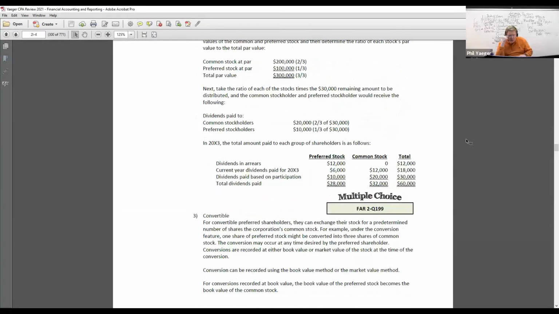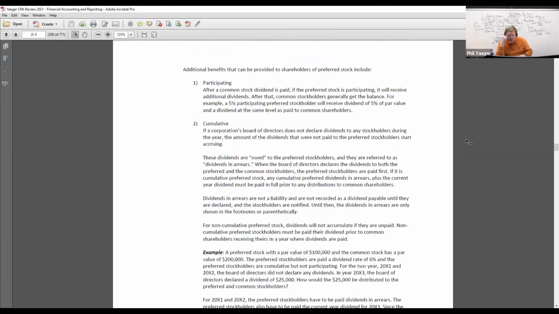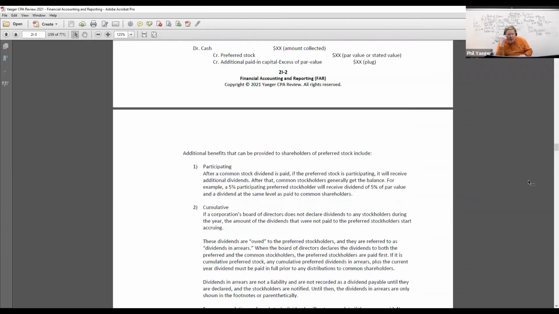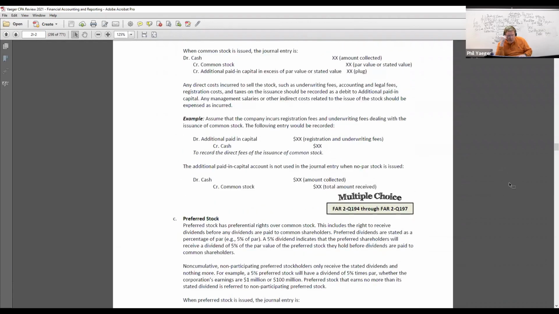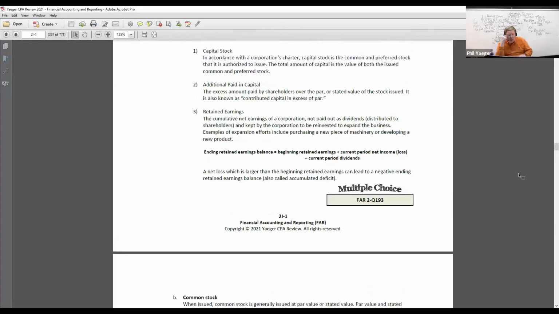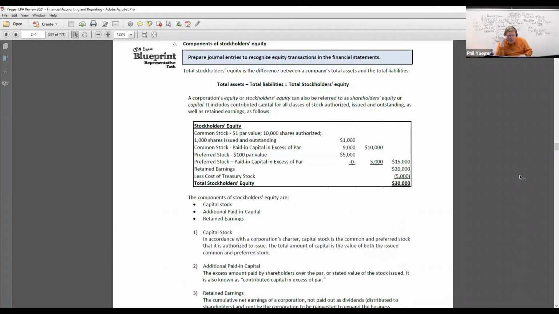All right. Let me just go over this. I just want to mention a couple of things to you. It says components of stockholders' equity. It's common stock. All right, here it is. Now, here's a blueprint. This is what you're responsible for knowing when it deals with stockholders' equity. Now, this is not as specific as it could be. Prepare journal entries to recognize equity transactions in the financial statements.